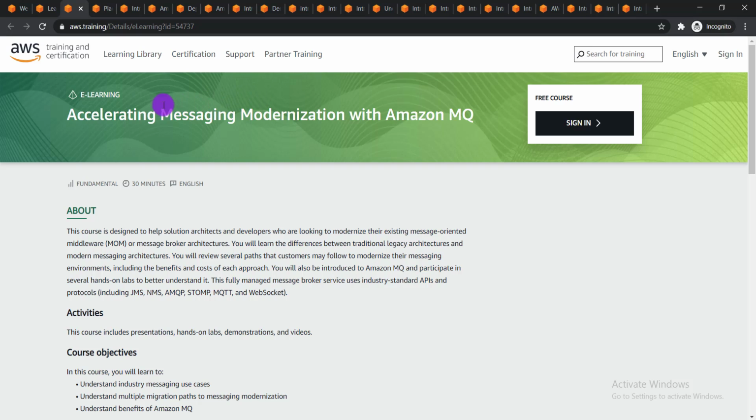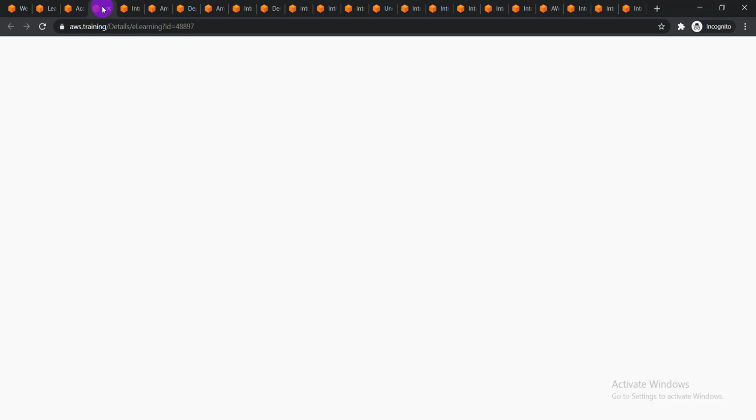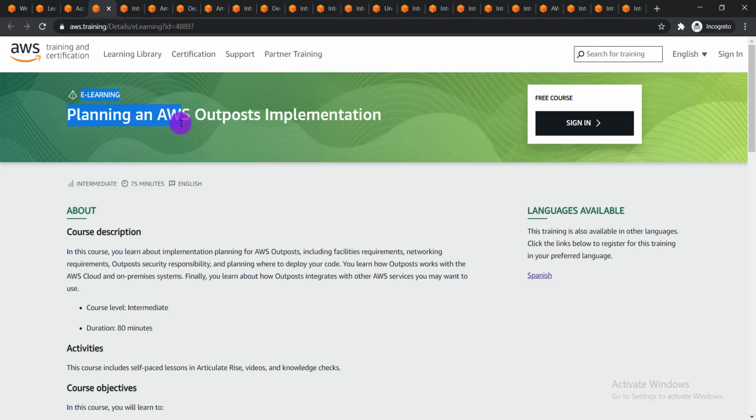So here the first course is Accelerating Messaging Modernization with Amazon MQ. It is the fundamental course, and the duration of this course is 30 minutes. And the second course is here, Planning an AWS Outpost Implementation. It is an intermediate course. The duration of this course is 75 minutes.